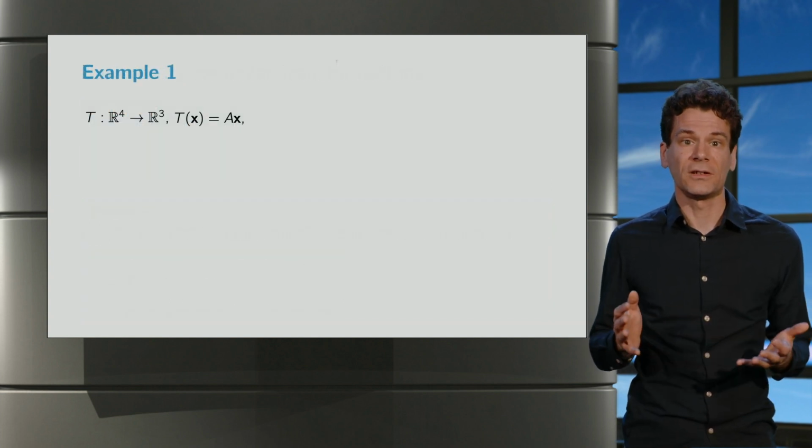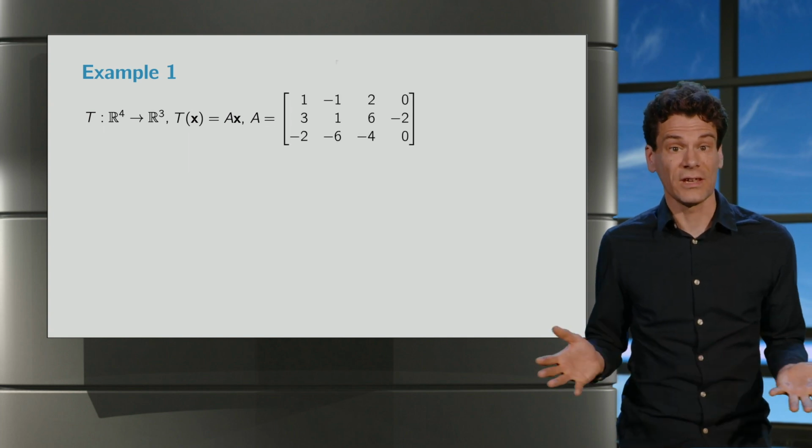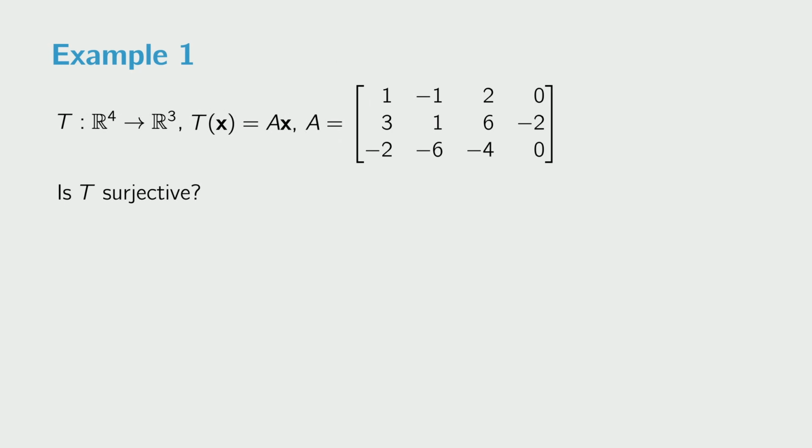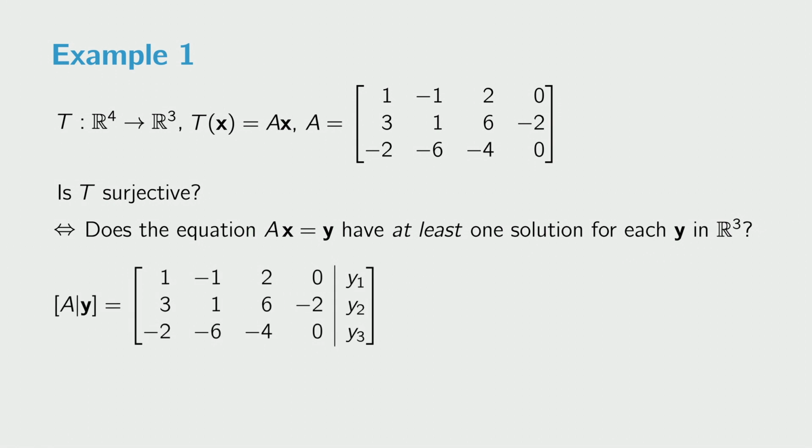First, consider the linear transformation T with this standard matrix. Is T surjective? By definition, that question comes down to the following. Does the equation T(x) is equal to y have at least one solution for each y in R^3? We can rewrite the equation to Ax is equal to y. Let's look at the augmented matrix of the equation. You can row reduce it to the following reduced echelon form. The stars on the right are combinations of the components of vector y. Precise expressions are not important now.